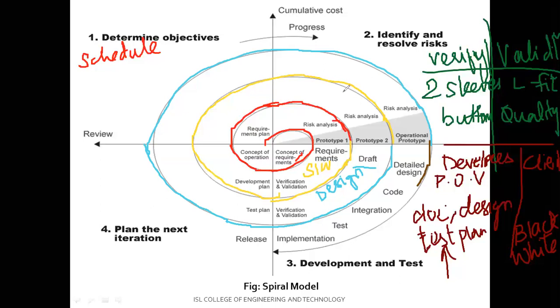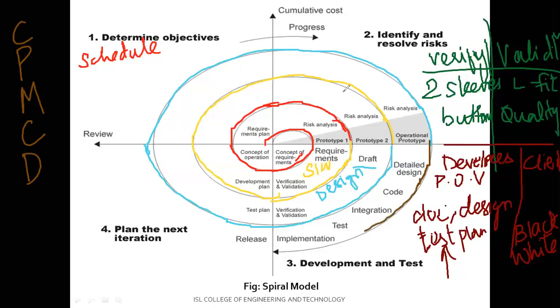Then what are the 5 phases? Communication, planning, modeling, construction, deployment. So here you're doing communication, planning, modeling, then construction: you're doing the detailed design, making the code, and integration.